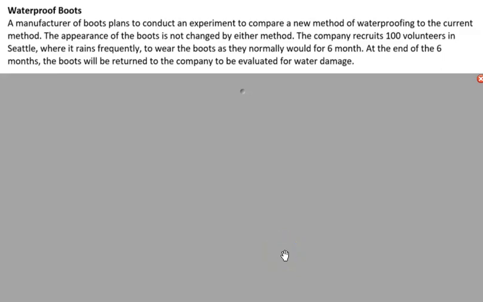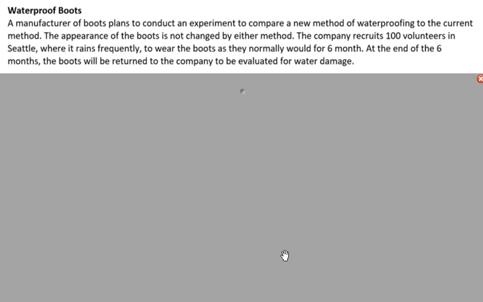The waterproof boots problem is an AP problem that illustrates a couple of important aspects of experimental design. Here's the problem. A manufacturer of boots plans to conduct an experiment to compare a new method of waterproofing to the current method. The appearance of the boots is not changed by either method.